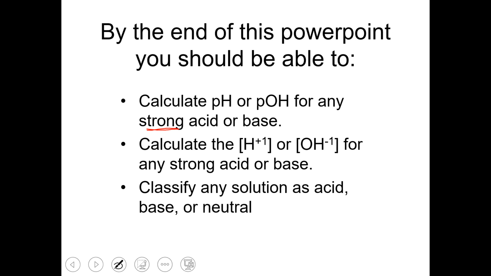We are also going to learn how to calculate the hydrogen ion concentration, which is related to the pH or the pOH, but is different. This is how many moles per liter of hydrogen ions are dissolved in the solution, and this is how many moles per liter of hydroxide ions are dissolved in the solution. And then we're going to learn how to classify any solution as acid, base, or neutral, depending on these relative amounts of hydrogen and hydroxide ions, or by the pH or the pOH that we learned to calculate.